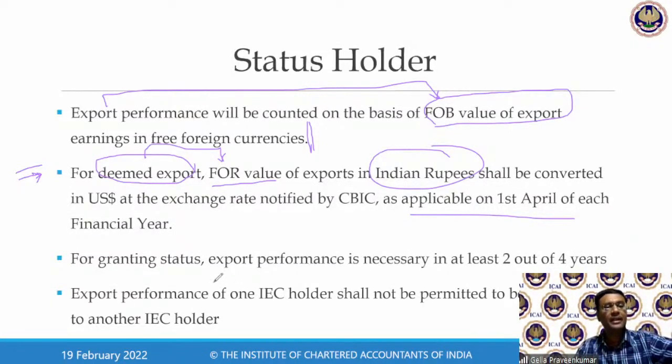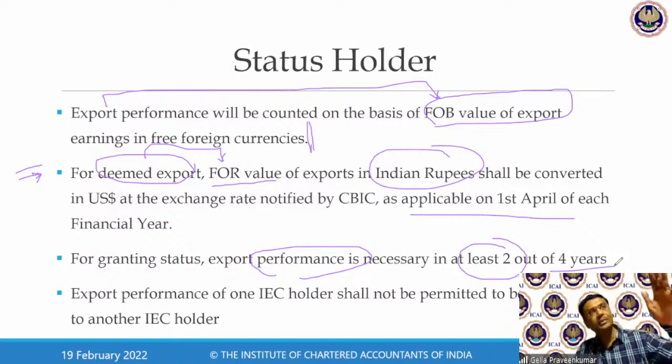So what they say is, to give a status, I look into your past performance. At least 2 out of 4 years, you should have these foreign transactions. So say I was very active in 2018, 2019. I was silent in 2020, 2021, 2022. Now they say, when you look at 4 years, at least 2 years you should have this export performance. If I have only 1 year out of 3 years, then they say you're not entitled.